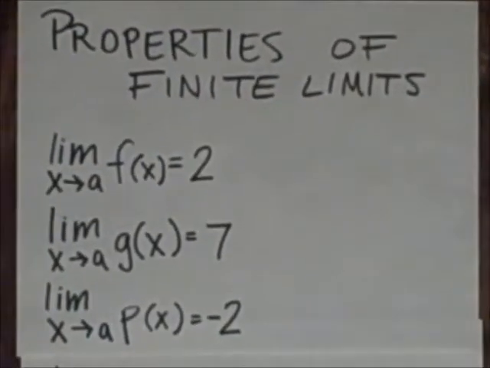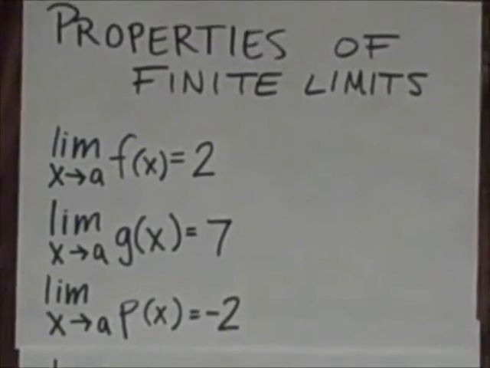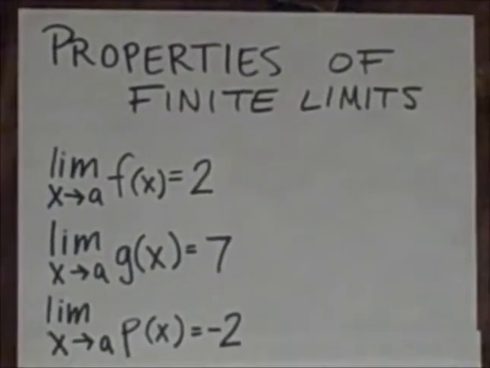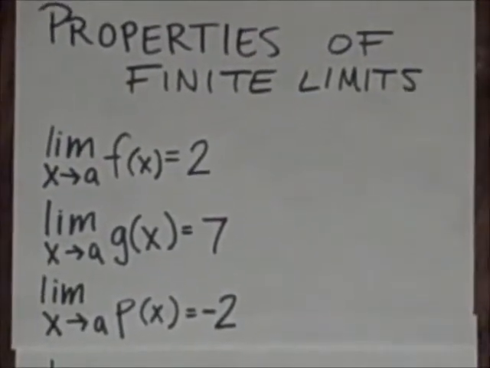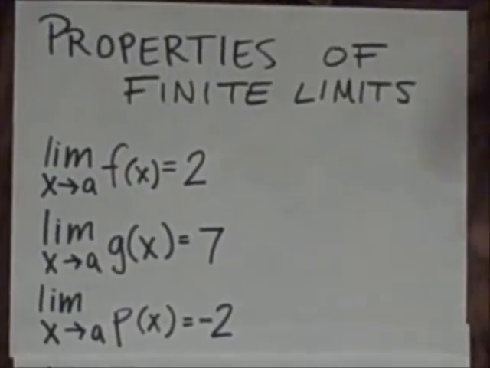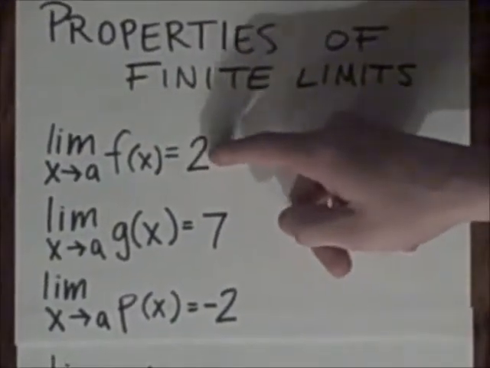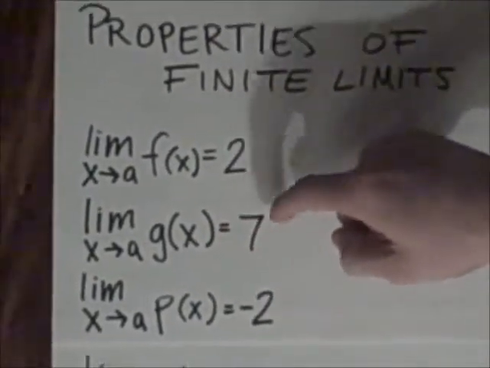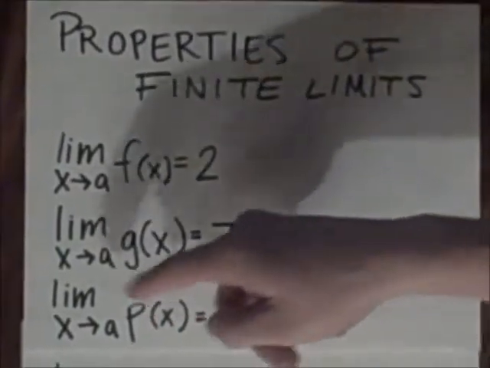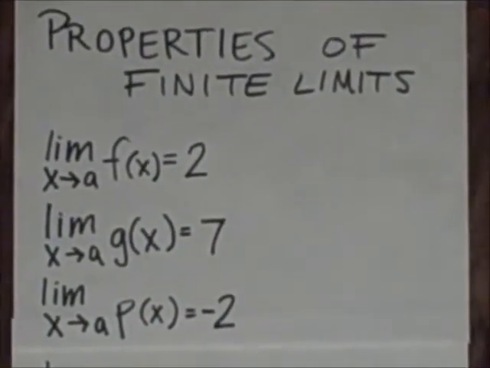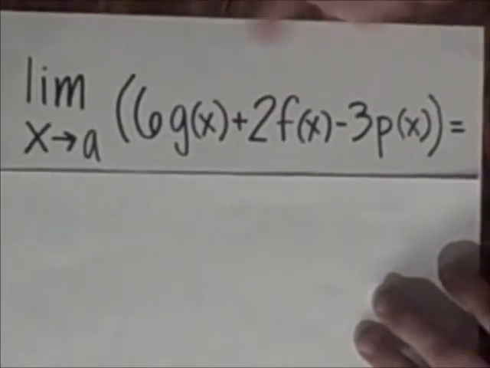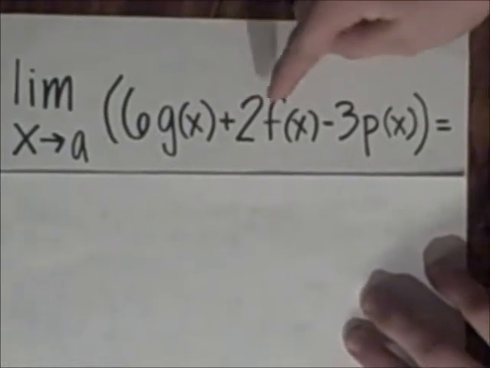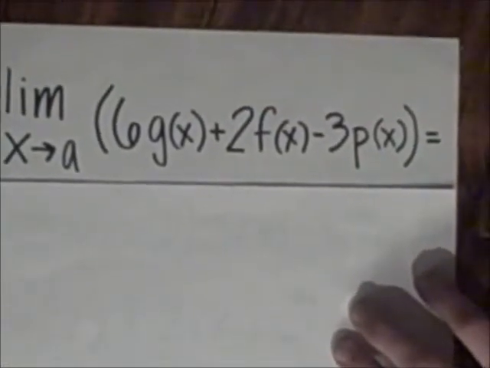Welcome back again, class. We have an example for you using the properties of finite limits to evaluate a limit, and you're first going to need these pieces of given information: as x approaches a, the limit of f of x equals 2; as x approaches a, the limit of g of x equals 7; and as x approaches a, the limit of p of x equals negative 2. Here we go. Our example problem is the limit as x approaches a of 6 times g of x plus 2 times f of x minus 3 times p of x.